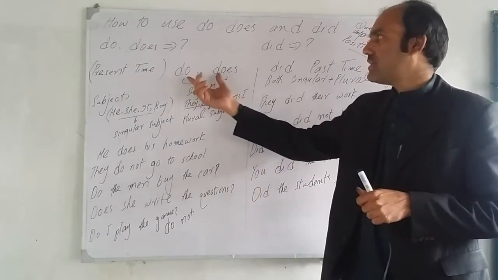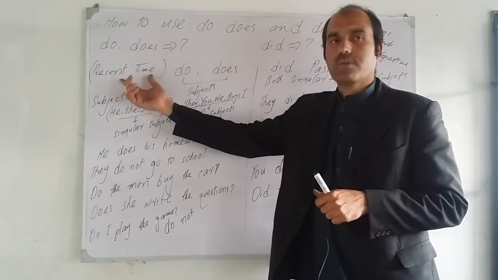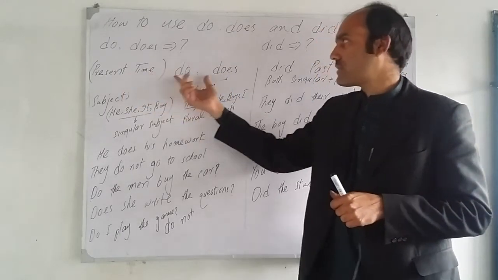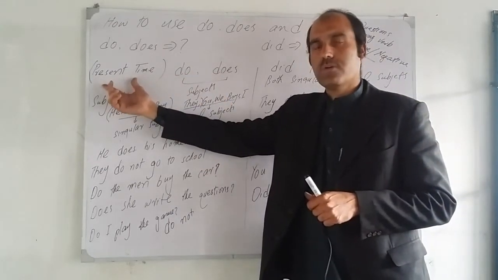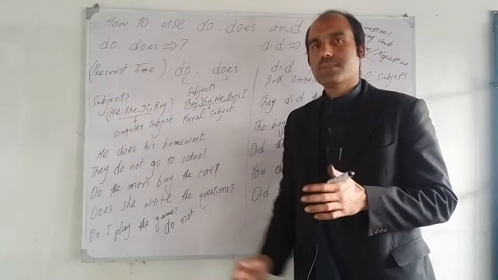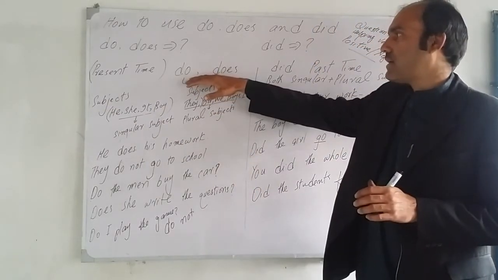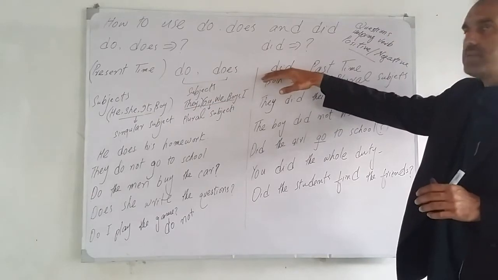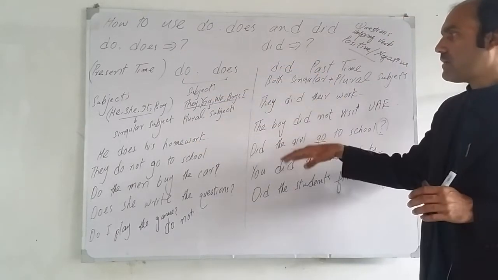Do and does, these two verbs you can use for the present time. You can see right now, in front of these two verbs I have written present time. So when you are making a sentence for the present time, you can use them. And did is used for the past time. After this topic I will come to this one.